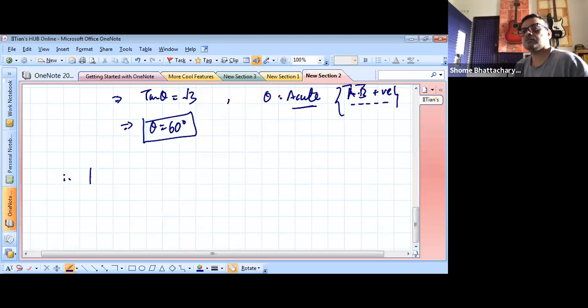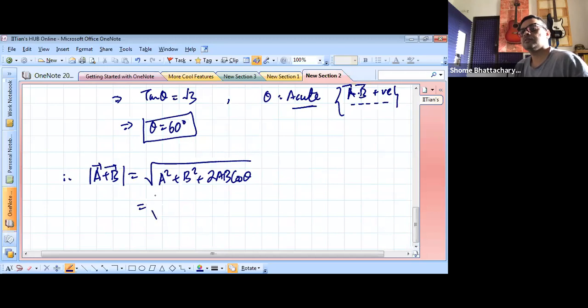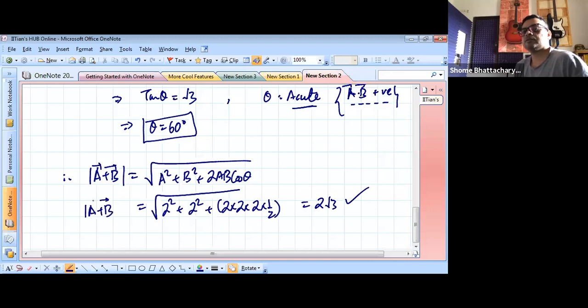Therefore, the magnitude of A plus B is the root of A square plus B square plus 2AB cos theta. In this you substitute 60 degrees. So you get 2 square plus 2 square plus 2 into 2 into 2 into cos 60, which is half. So you get 2 root 3 as the final answer. This becomes the solution.